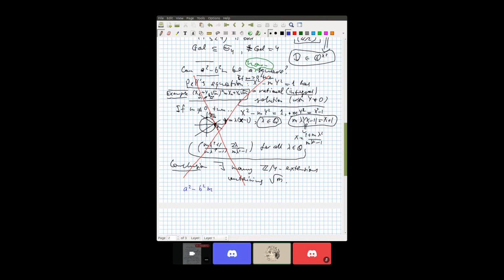Well, a square minus b square m equals 1, because in case it equals c square, we can replace a square by a square over c square, and b square by b square over c square. Basically, we just normalize. Okay. I think I know how to prove this.